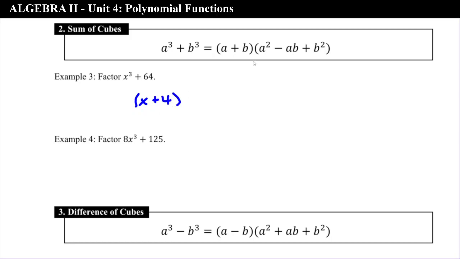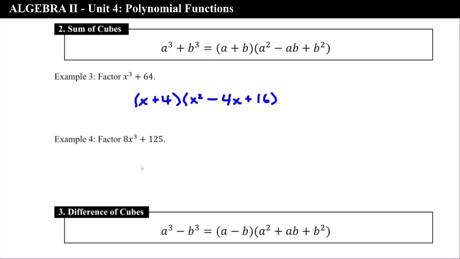And then we're going to use our a and b to do the rest. So a squared is x squared, minus ab is x times 4, which is 4x. And then b squared is 4 squared, which is 16. And that is factored.